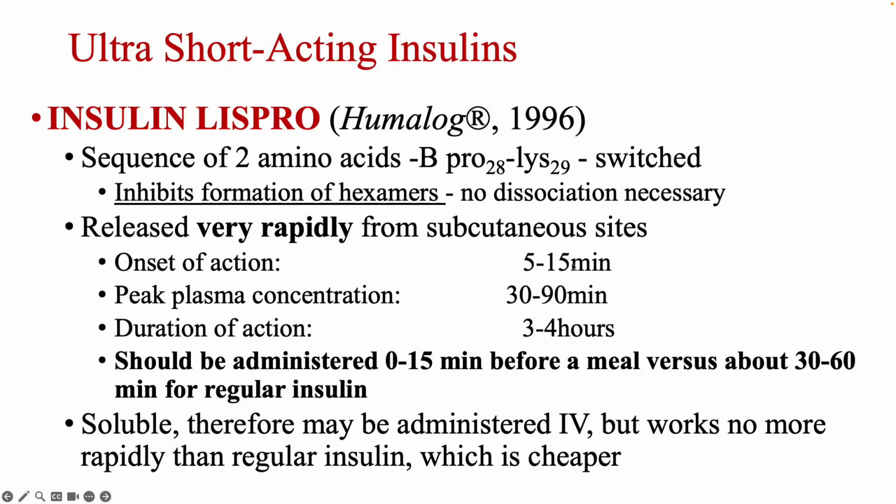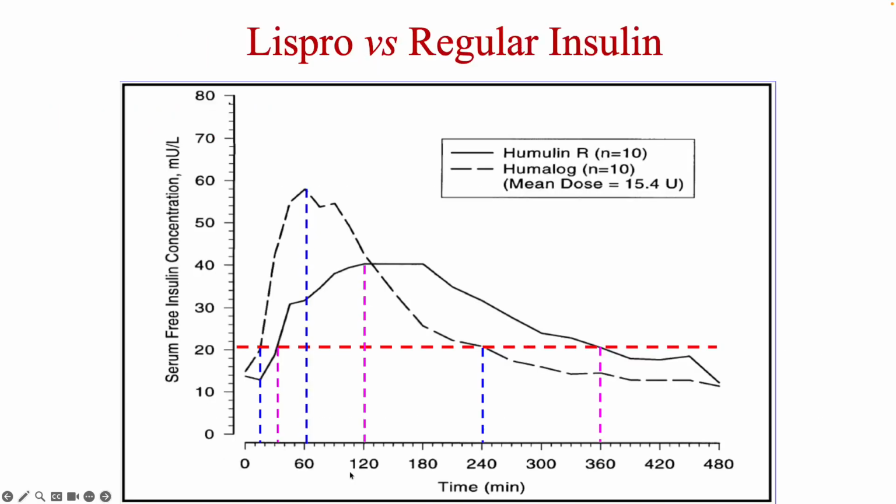And insulin Lispro was engineered by switching two amino acid groups of regular insulin, which inhibits the formation of those hexamers, even in subcutaneous tissues. So therefore, its onset of action only takes about 5 minutes and can last up to 4 hours. And when you compare regular insulin to insulin Lispro, you can see that there's a much shorter time to peak concentration, but the duration of action does suffer a little bit as compared to regular insulin.